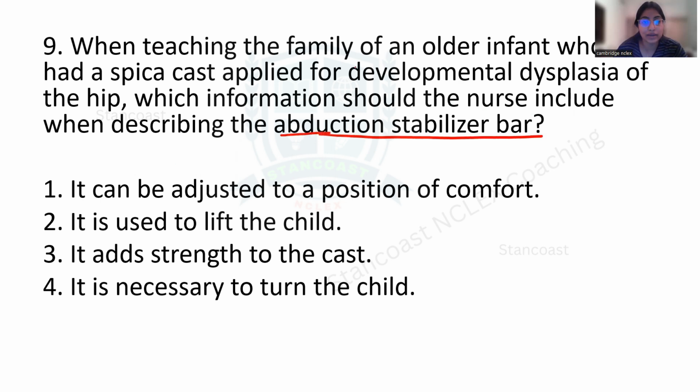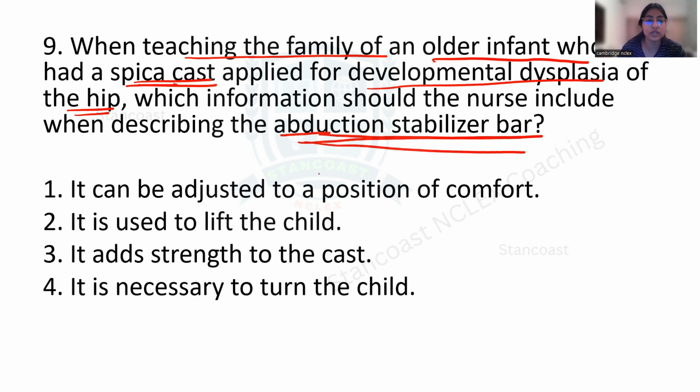So what is happening here? A nurse is teaching a family of an older infant who has had a Spica cast. So an infant has a Spica cast applied for developmental dysplasia of the hip. Okay, so there is dislocation of the hip. Due to that, a Spica cast is applied, and now the nurse is teaching the family about the abduction stabilizer bar. So what information should the nurse provide while describing the abduction stabilizer bar?